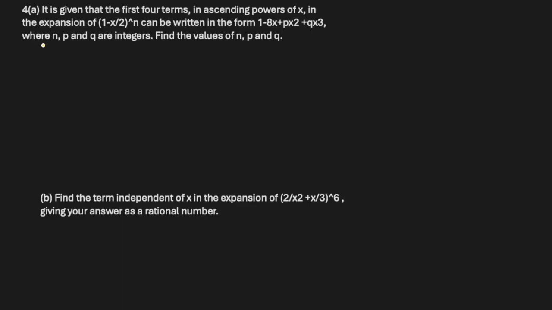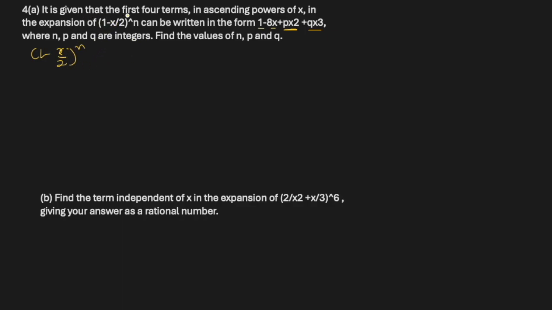In question number 4, part A, it is given that the first 4 terms in ascending powers of x in the expansion of (1 minus x over 2) to the power n are 1, this is px squared, this is qx cubed, where n, p, q are integers. Find the values of n, p, q.